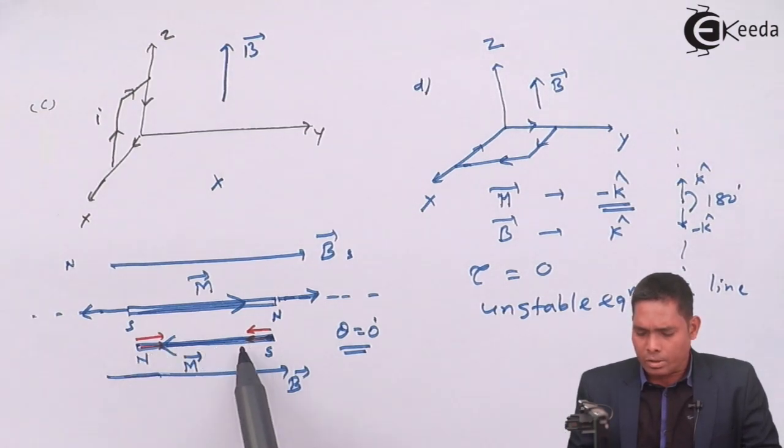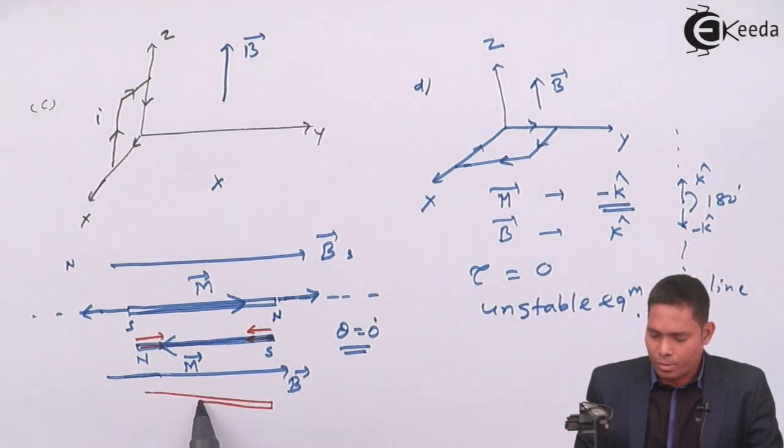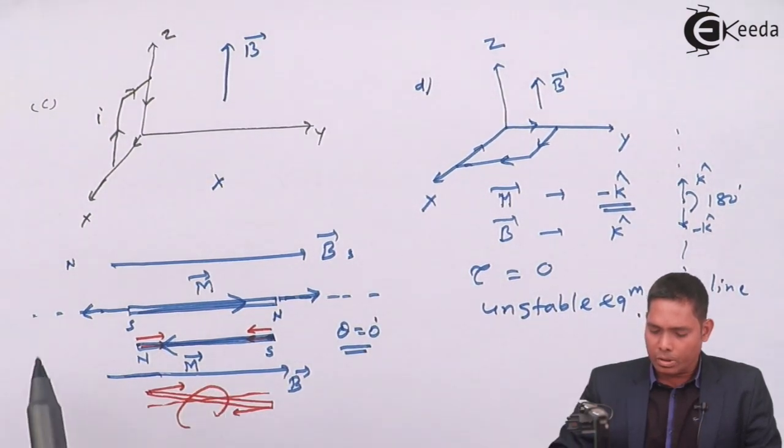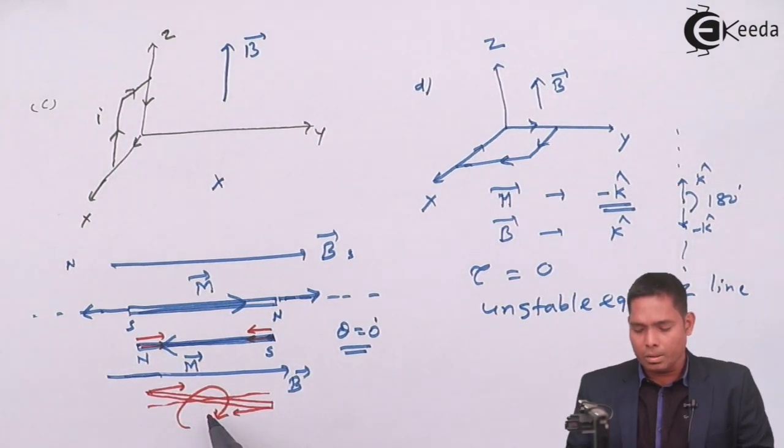This is in equilibrium, but it is unstable, because if I slightly disturb this position, this force will be in this direction, and this force will be in this direction. It will have complete rotation. It will have maximum rotation. Therefore, this is unstable.